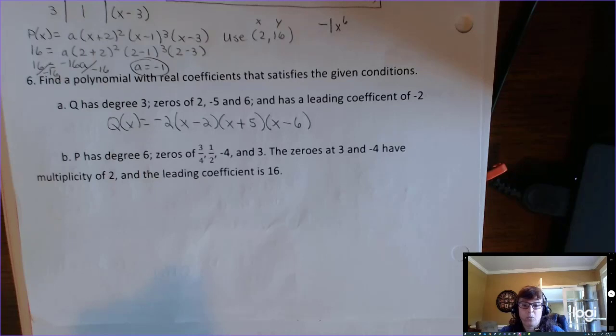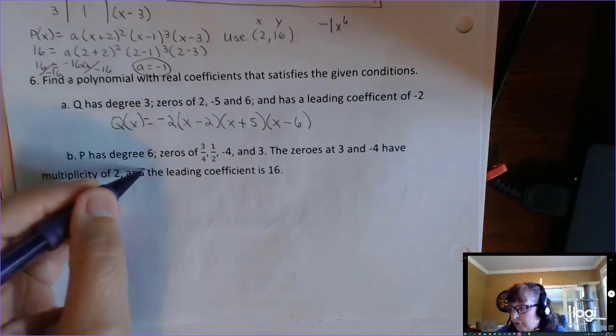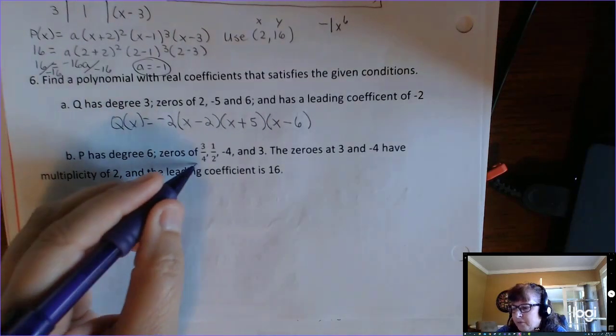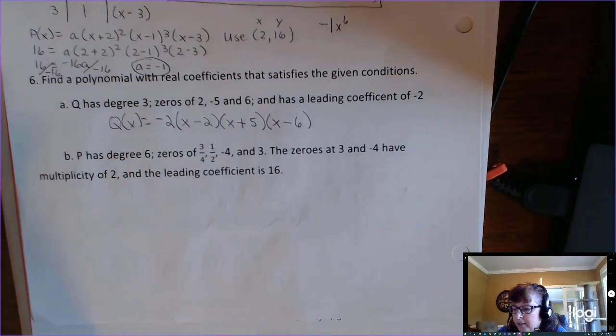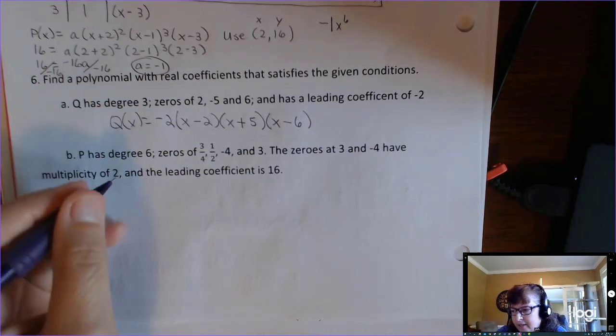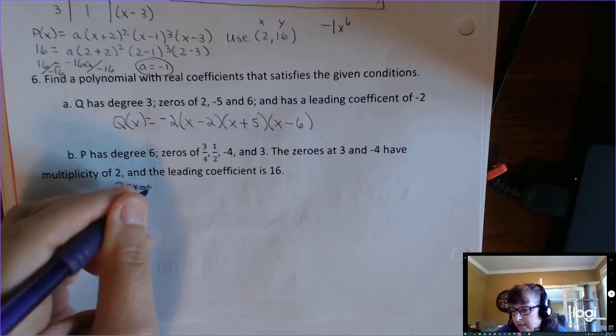Alright, so it's important, but I'm going to throw some new things at you. It says the degree is 6. First tricky thing is that the zeros are fractions. Okay, so that is not that bad. We'll do it this way.